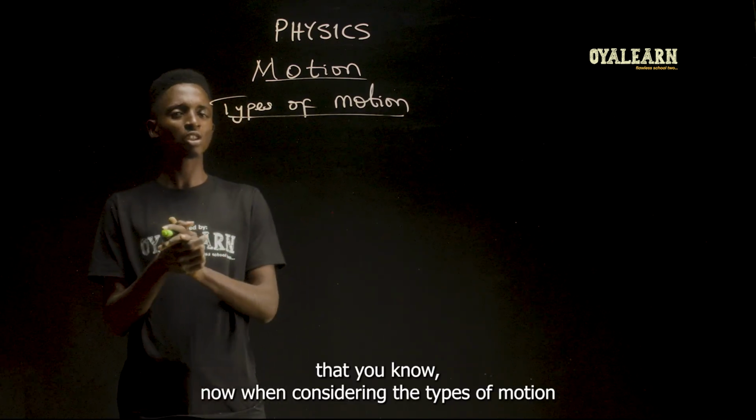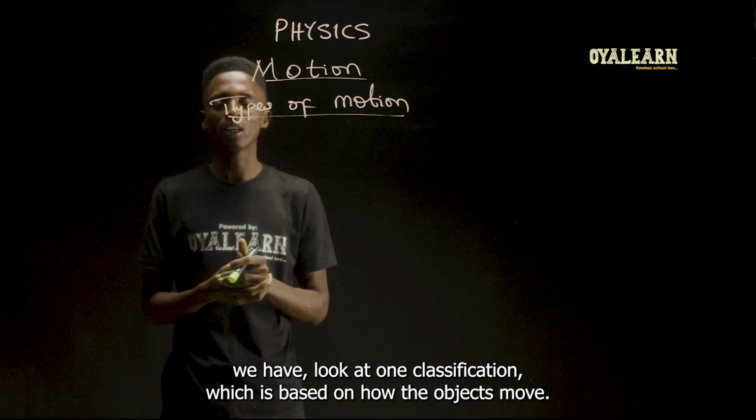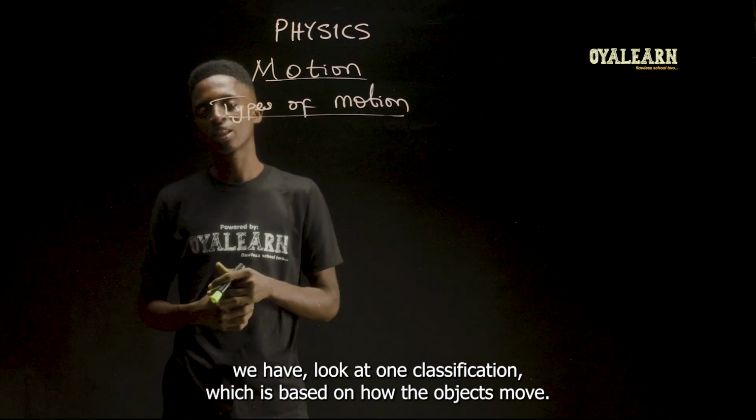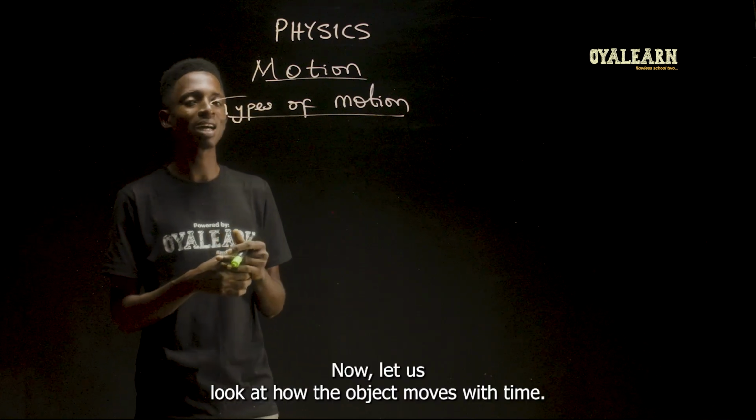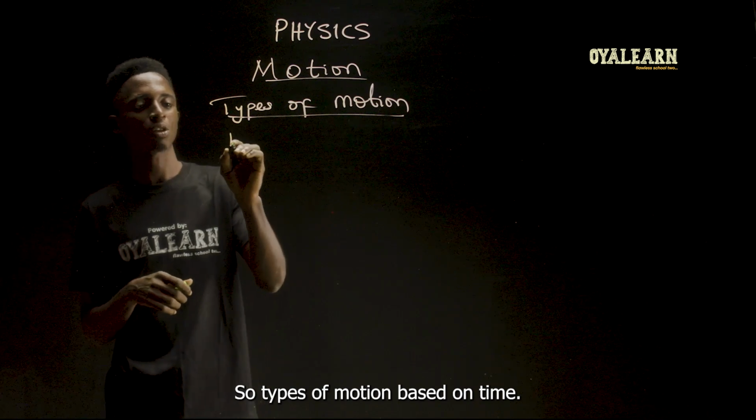Now, when considering the types of motion, we have looked at one classification which is based on how the objects move. Now, let us look at how the object moves with time. So types of motion based on time.